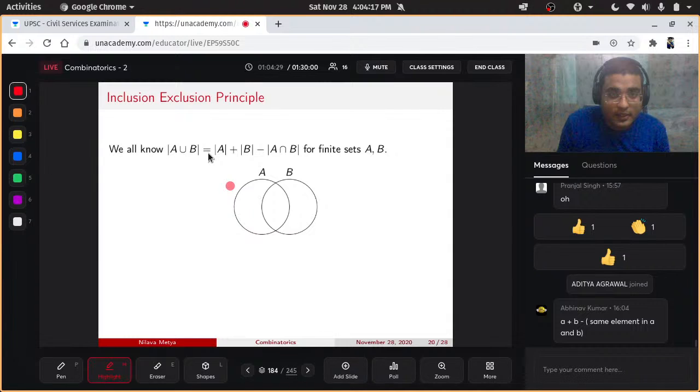So A plus B minus the same elements. Okay, so A intersection B. Yeah, Abhinav, you are right. The same elements in A and B. You have counted them once here, but you want to discount them once. You want them once only, not twice.